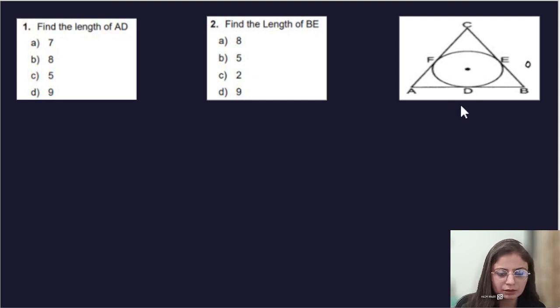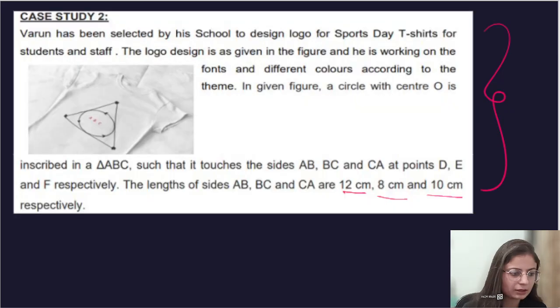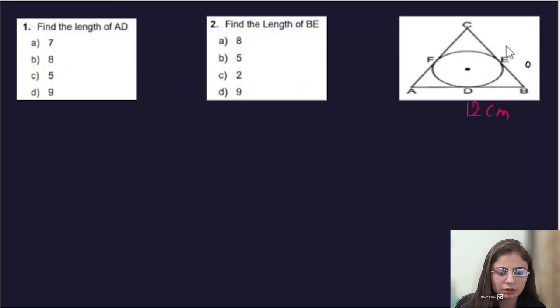AB is 12 centimeter and BC is 8 centimeter, and this is 10 centimeter. Now we are supposed to find the length of AD. So we have to find the length AD.